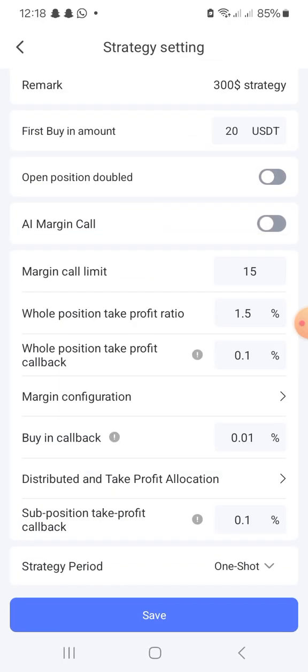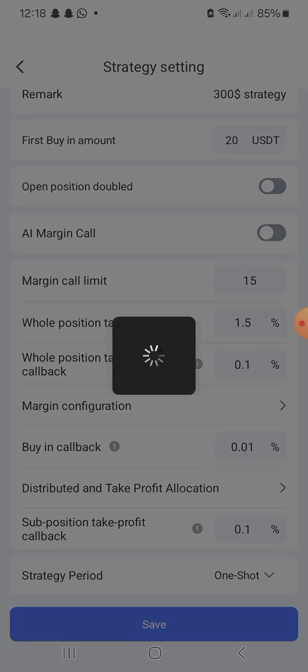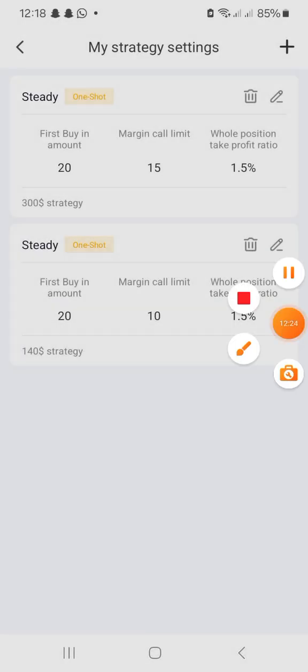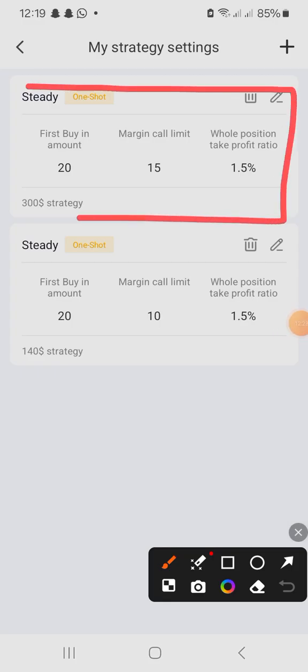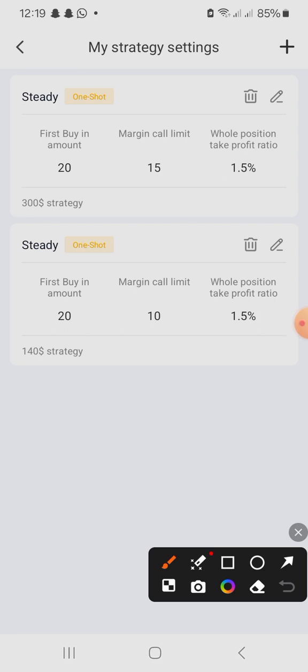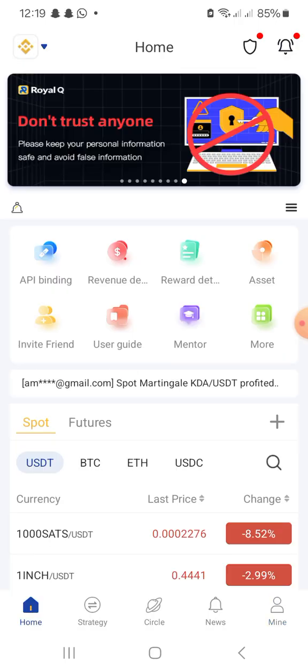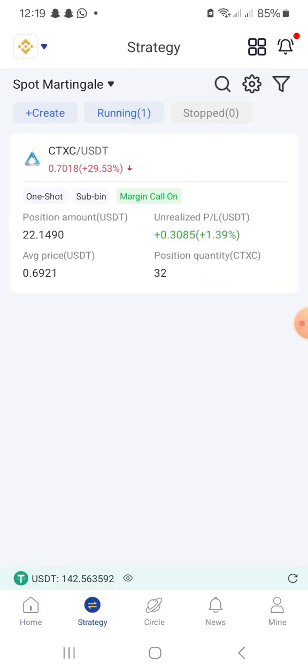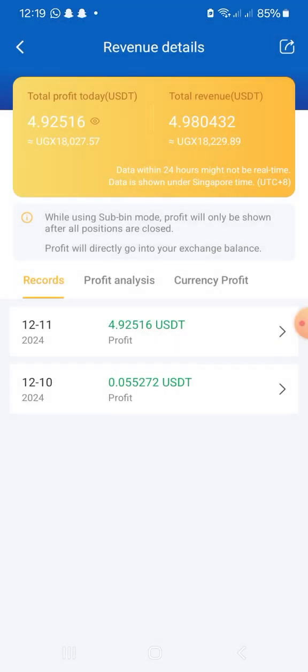Okay, I'm going to save this. After you just save, this is our setting for the $300 strategy. So how are you going to use it? If I go back, we are going to set a strategy. Our coin is still running, though it is going to give little. Oh, it has sold. Okay, that is good.